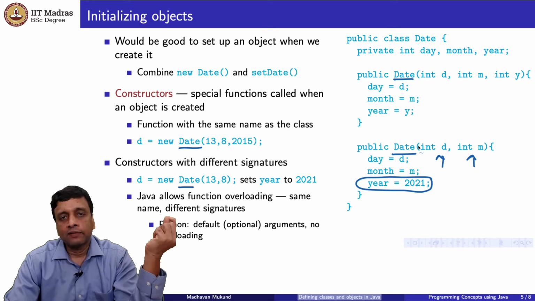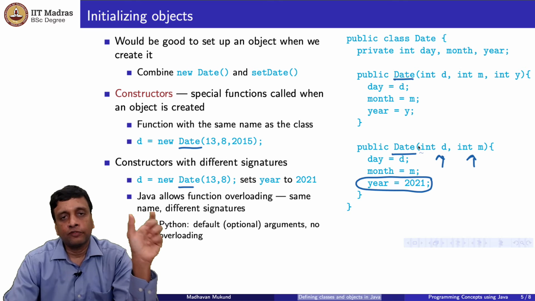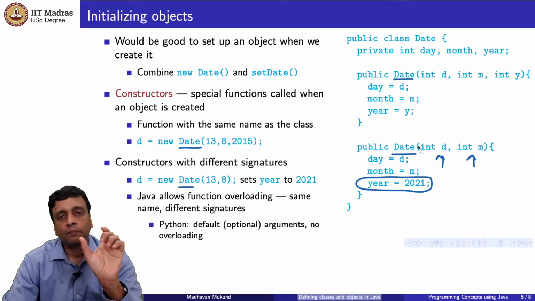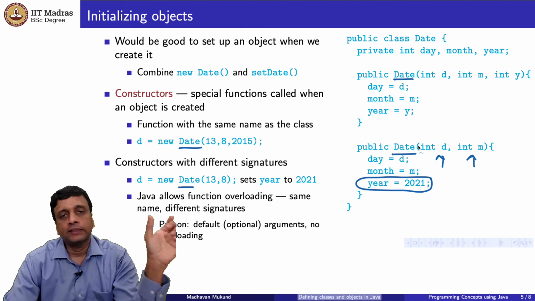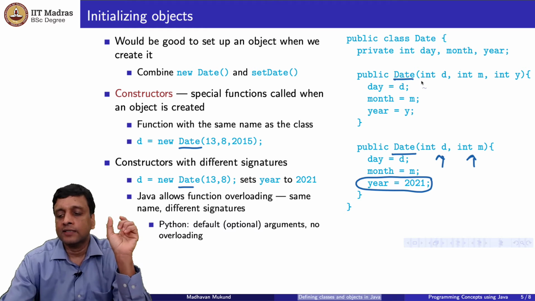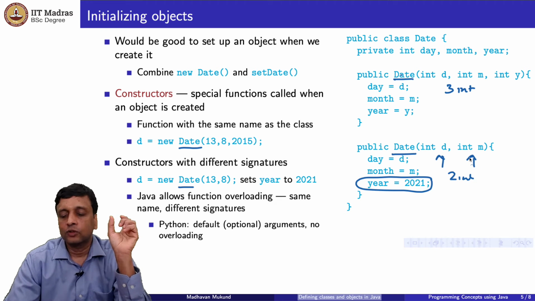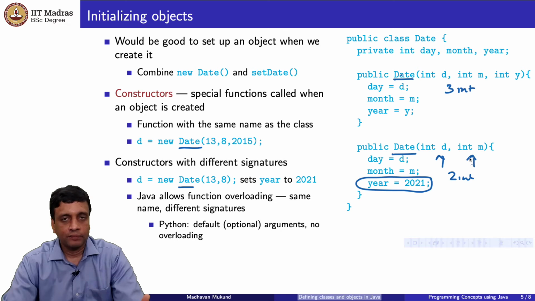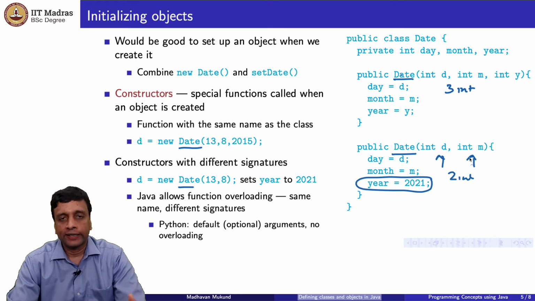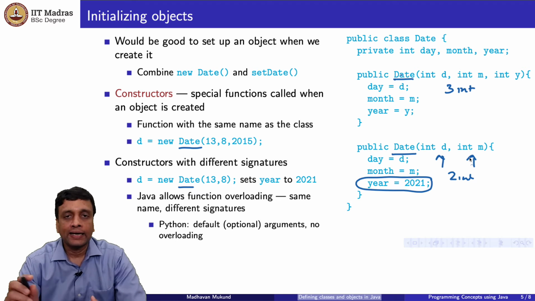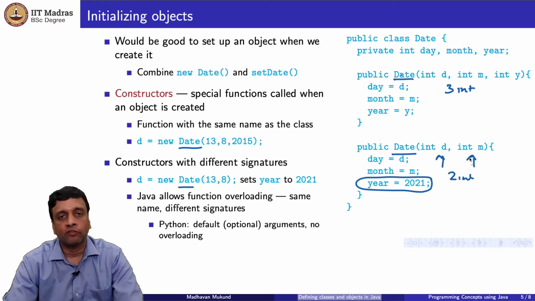So technically what Java thinks of as the signature of a function is the name of the function, its input parameters and its output parameters. So here this is called date and it has 3 integers, right? Whereas this is a date and it has 2 integers. So these technically have different signatures. So for Java, these are 2 different functions. So this is what is called overloading. I can use the same name, but I can distinguish between 2 different versions of the function by changing the parameter type. Okay? This is not allowed in Python.